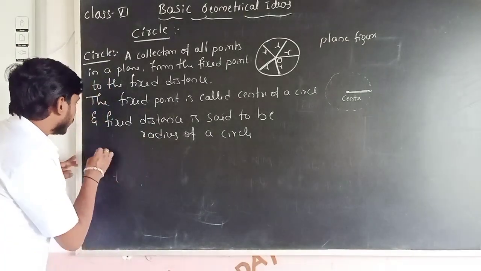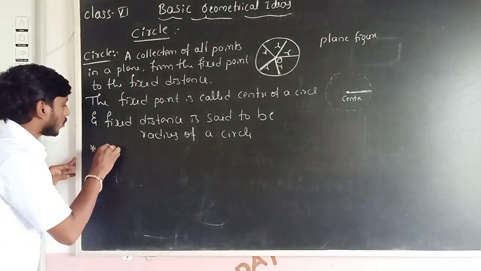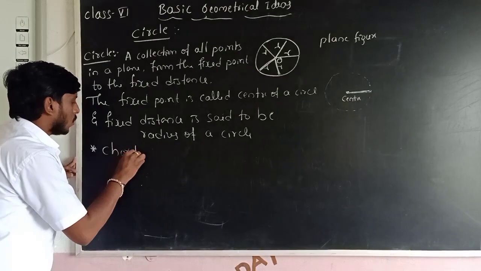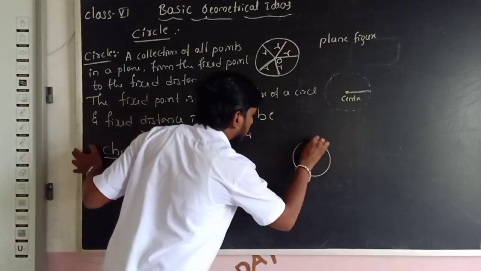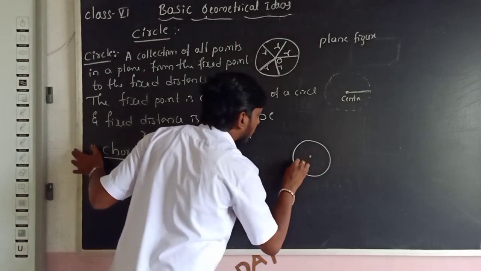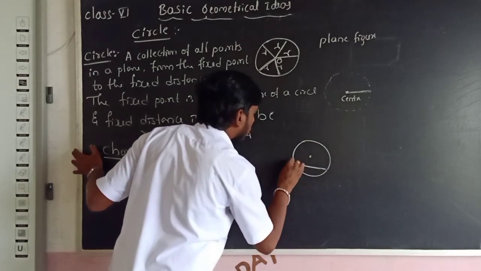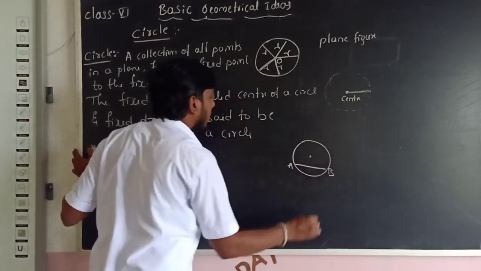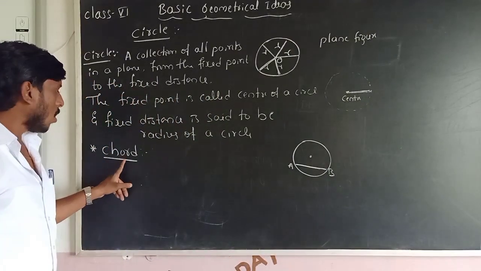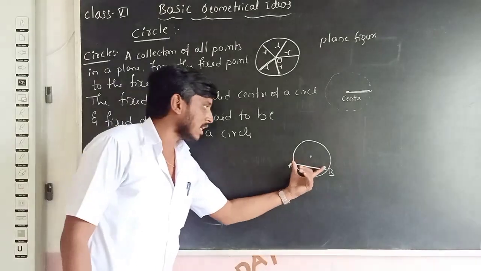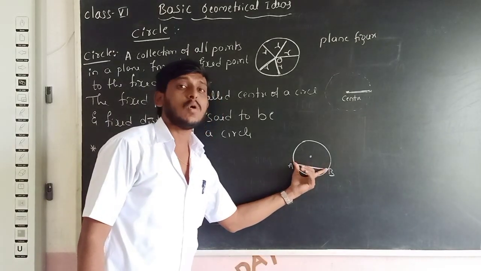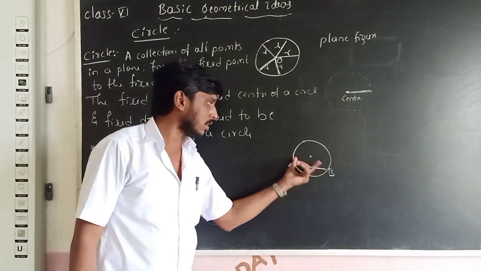What is the next definition? We'll go for the next definition: chord. What do you mean by chord? I will draw a rough diagram. This is the center. Here AB is said to be a chord. So chord is nothing but AB. What do you mean by chord? The line segment joining any two points on the circle is said to be a chord.